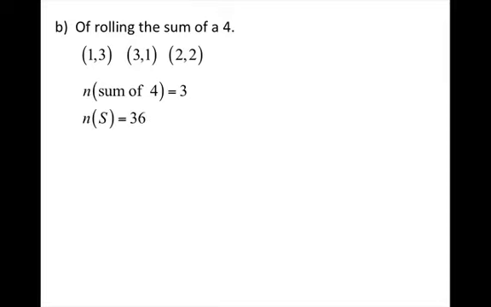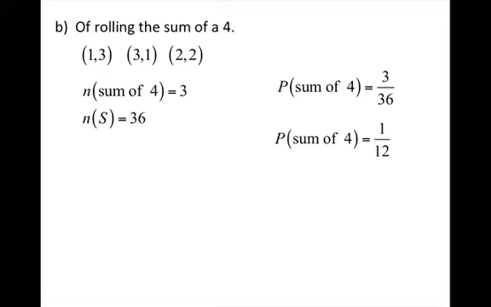The number of elements in my sample space was 36, so the probability of rolling the sum of a 4 is 3 out of 36. If I reduce this, I get the probability of rolling the sum of a 4 is 1/12.